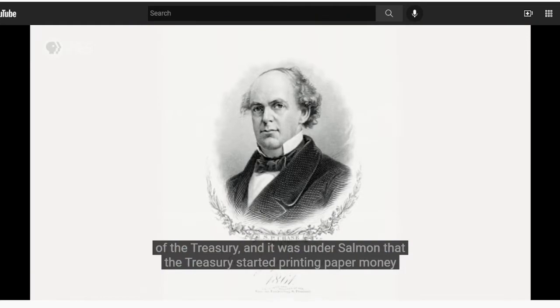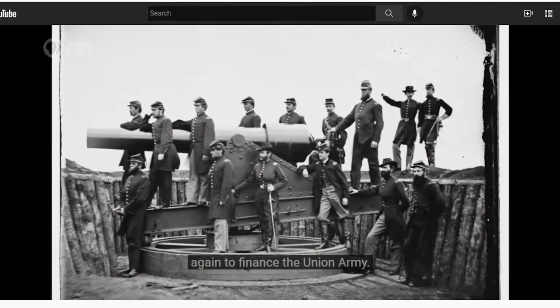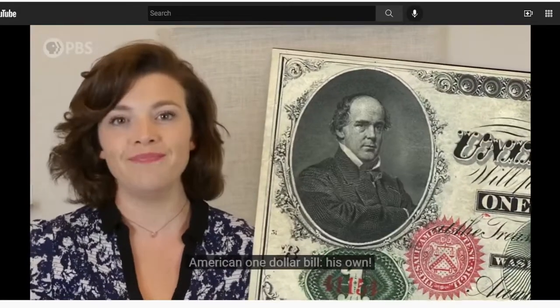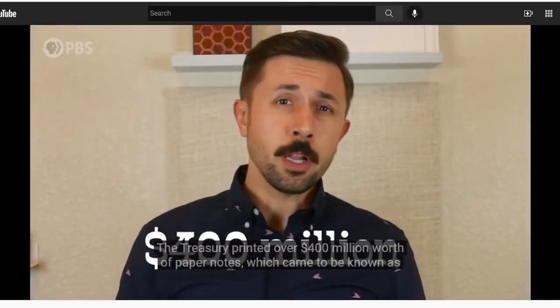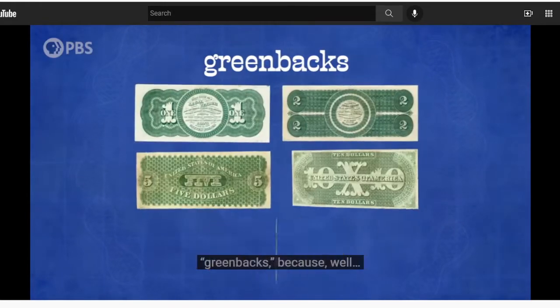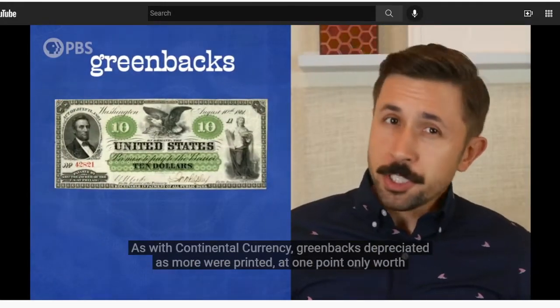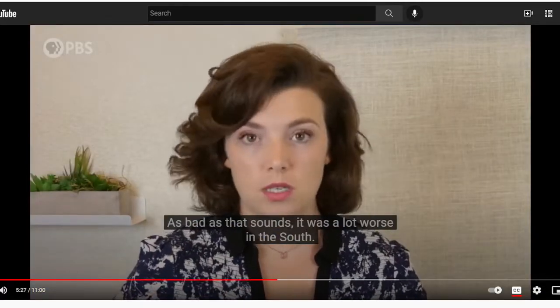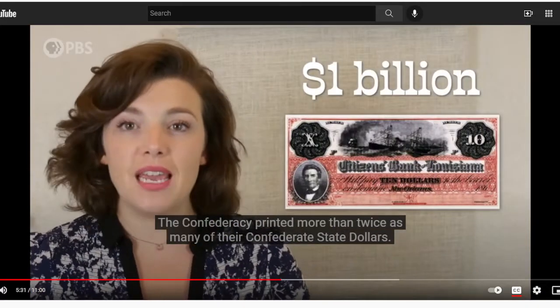and it was under Salmon that the Treasury started printing paper money again to finance the Union Army. As ambitious as ever, Salmon decided to put the face of his ideal president on the first American $1 bill, his own. The Treasury printed over $400 million worth of paper notes, which came to be known as greenbacks. Well, as with continental currency, greenbacks depreciated as more were printed, at one point only worth a third of their face value. As bad as that sounds, it was a lot worse in the South. The Confederacy printed more than twice as many of their Confederate state dollars.